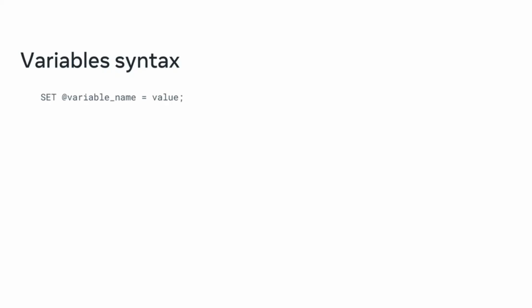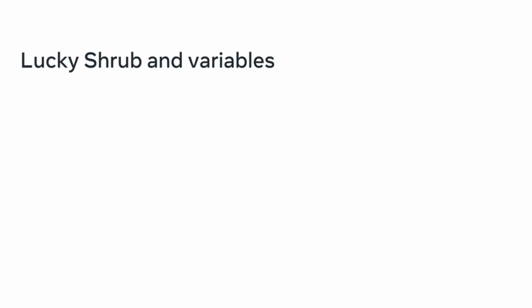Let's take a moment to see what the set command looks like in practice. When creating a variable inside or outside of a stored procedure, type the set command followed by the name of the variable. Then assign a value to the variable. For example, Lucky Shrub have an orders table in their database that records orders placed with the business. They can create and use a variable called order ID to target the record with the order ID number of 3. They can now use this variable to delete, update, or query the record.